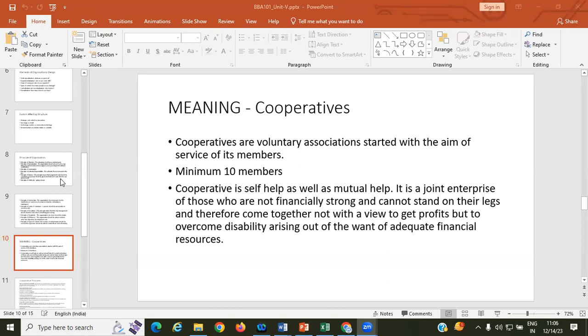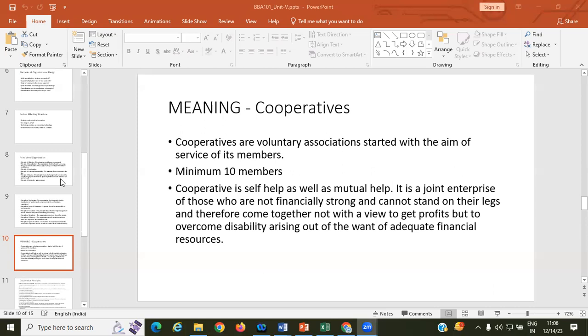First we'll understand what a cooperative society is. The meaning: a cooperative society is a voluntary association started with the aim of service to its members. दुईटा कीवर्ड एट तमे फर्स्ट सेंटेंस ने लक्ष्य करा voluntary association. That means voluntary.